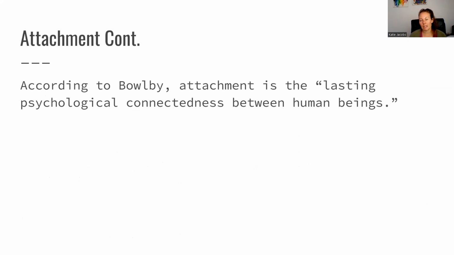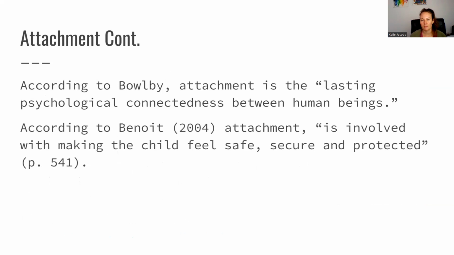So according to Bowlby, attachment is the lasting psychological connectedness between human beings. According to Benet, 2004, attachment is involved with making the child feel safe, secure, and protected. The thing that's interesting is that we don't just talk about attachment within childhood, we'll also talk about it within adulthood as well. We have a primary attachment figure when we're younger. So this is a person that the child believes is the one who takes care of them.